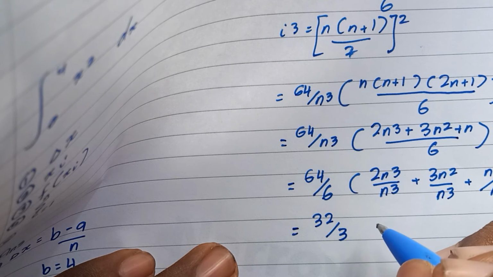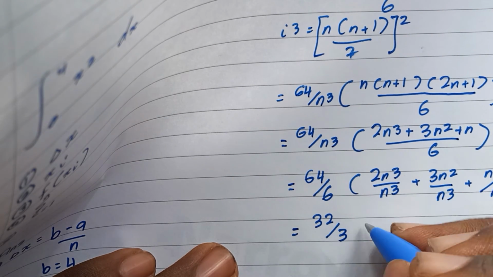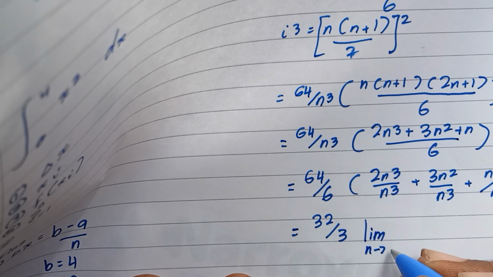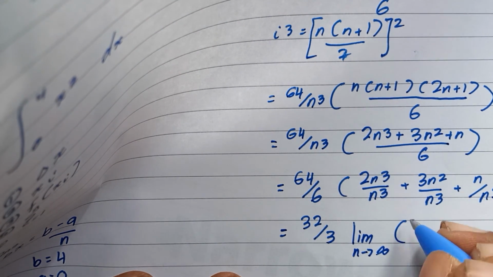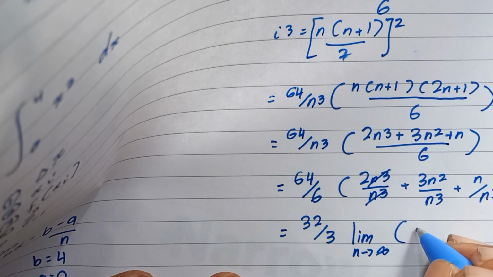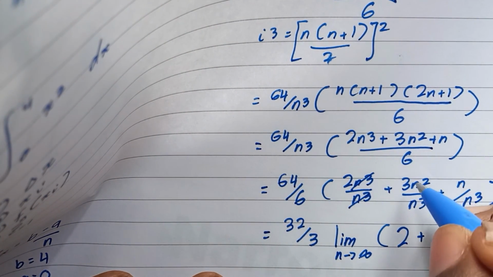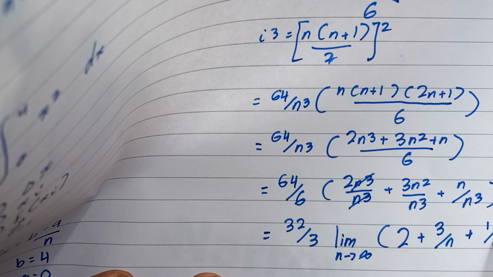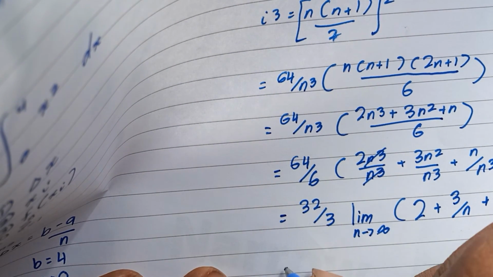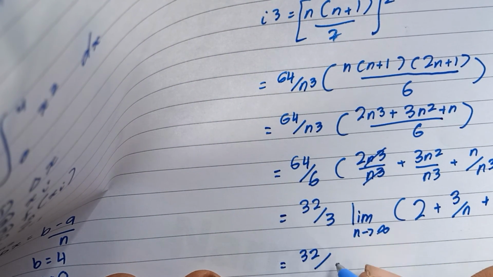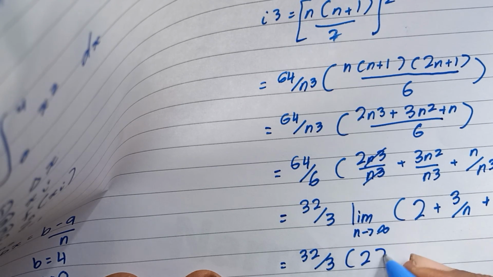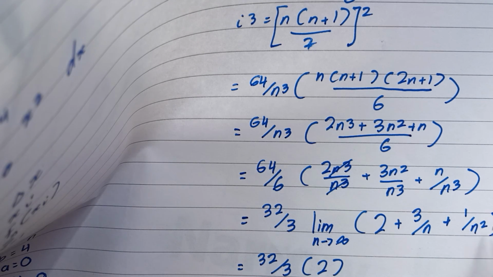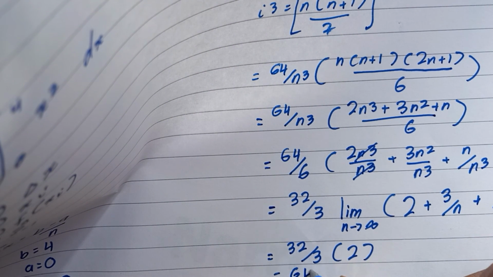Then here we should use our definite integral, where the limit of n approaches infinity. So we can cancel the powers of n here, and we'll get 2 plus 3 over n plus 1 over n squared. So if we solve this, we'll get 32 over 3 times 2. The 3 over n and 1 over n squared will become 0. So our final answer will be 64 over 3.